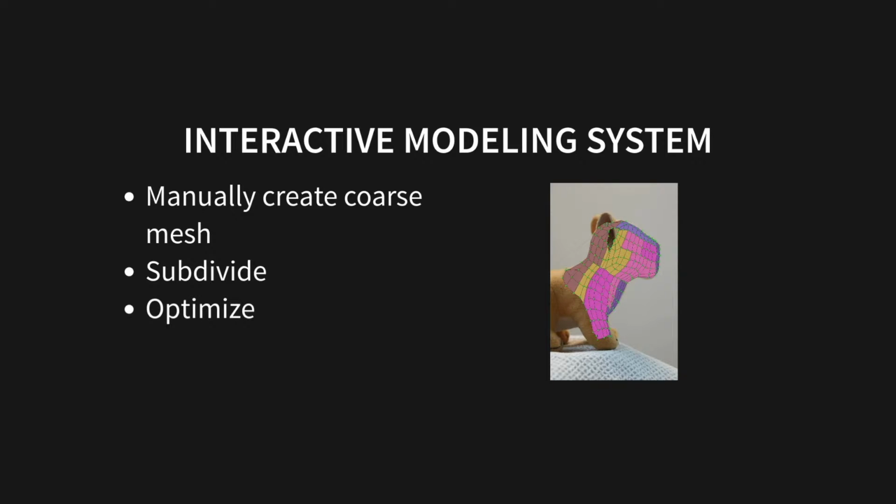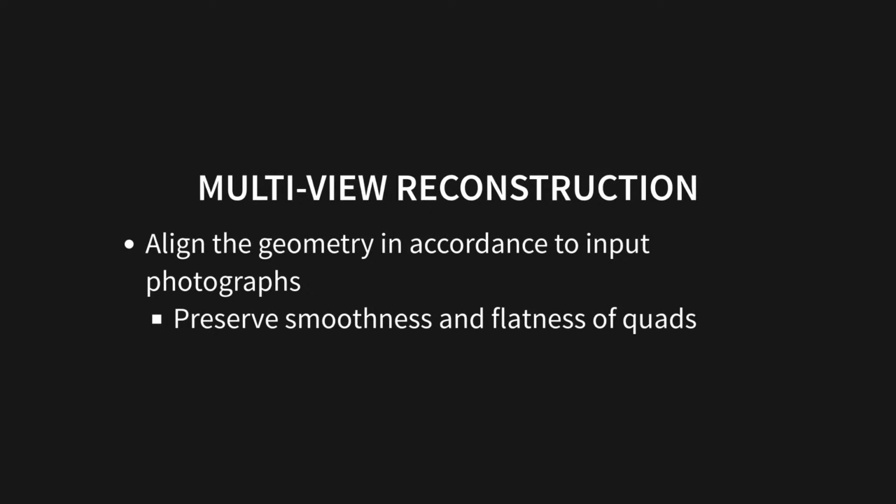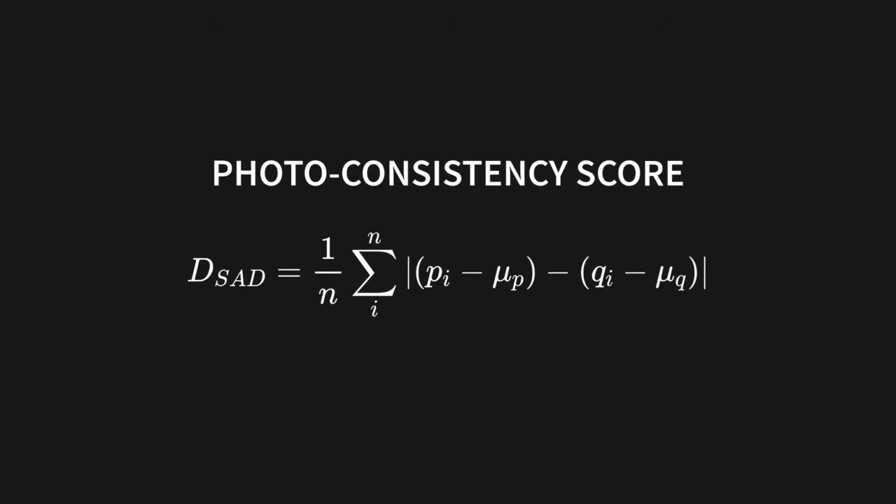I will now go into more detail regarding the multi-view reconstruction. To be able to automatically align the constructed model to the input photographs, we use a multiview stereo algorithm. In short, this means that the algorithm tries to align the geometry in a way that minimizes a score function with respect to the photographs of the model, while keeping desired properties of the geometry, such as smoothness. For photo consistency, we use a modified sum of absolute differences score that generalizes to more than 2 images. For details, see the paper.